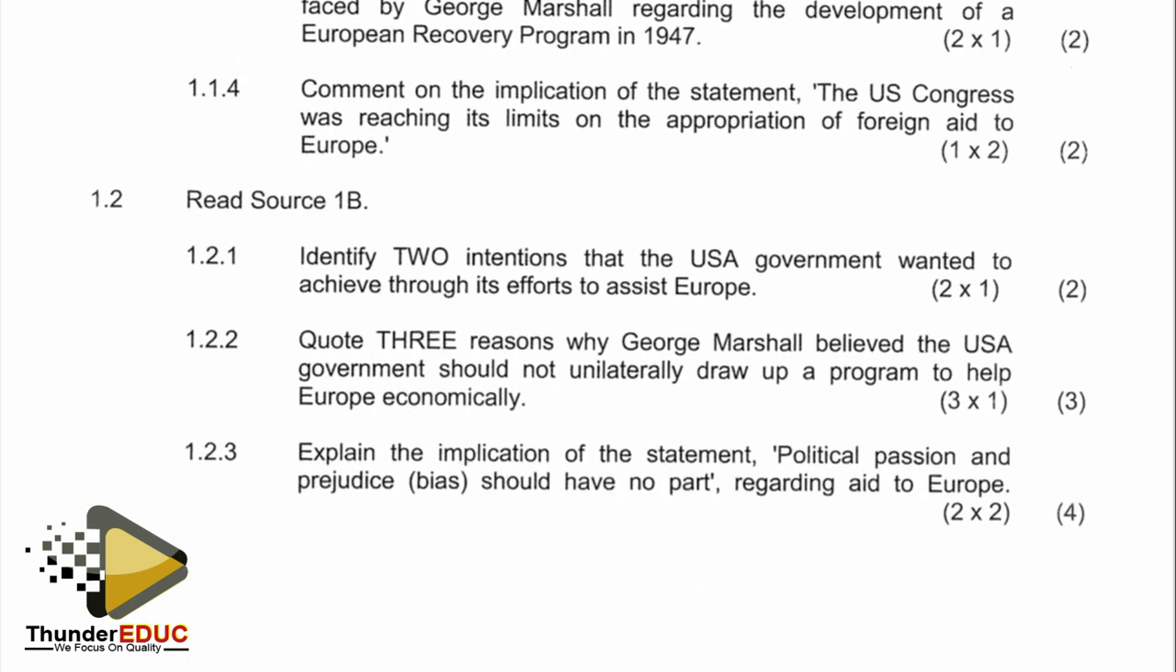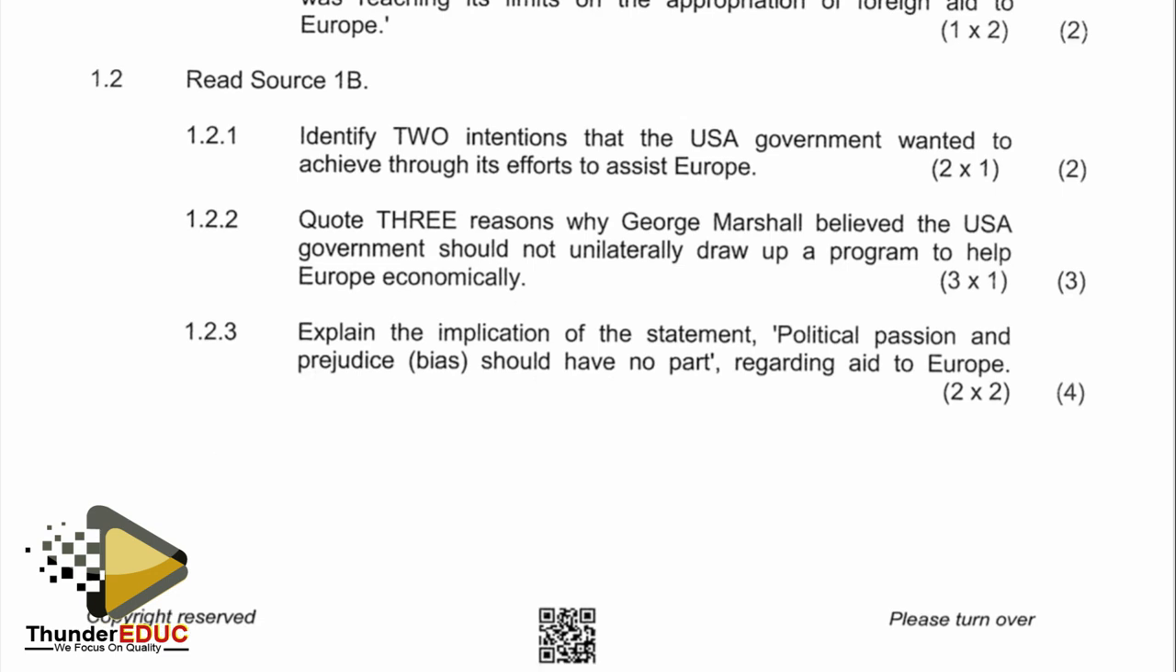Then if you go to this one here, which is a 3 by 1, the implication is the same. You need to give 3 responses and each response is worth 1 mark. Then a 2 by 2 means you need to give 2 responses and each response will have 2 marks, which means you are giving a detailed response. And you are giving 2 different detailed responses to that particular question for you to get 4 marks.